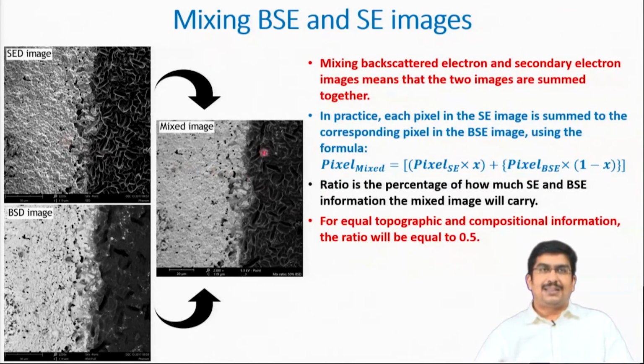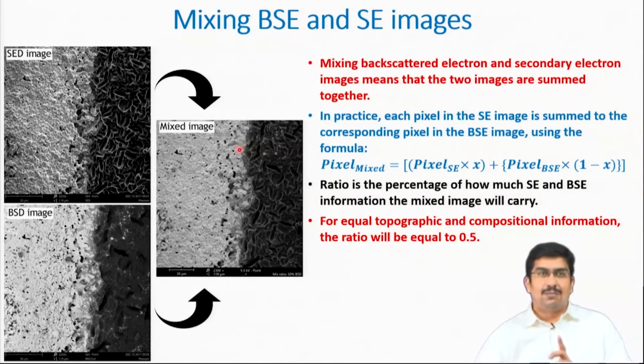If we just concentrate on these two images, this is from a solar cell, and it has two different materials altogether. So, this is one and this is another. The topographic difference is very clear here in the SE image, and this is a BSE image, which shows very good compositional contrast, but topography is very much missing. If we mix these two, the mixed image shows very nice topography with very good compositional contrast.